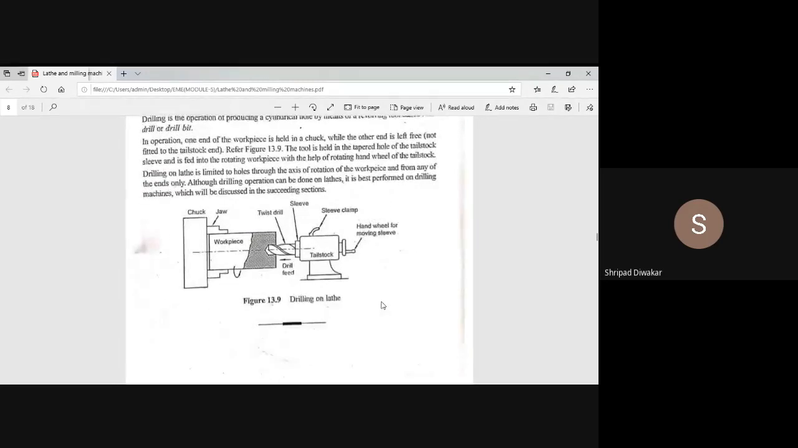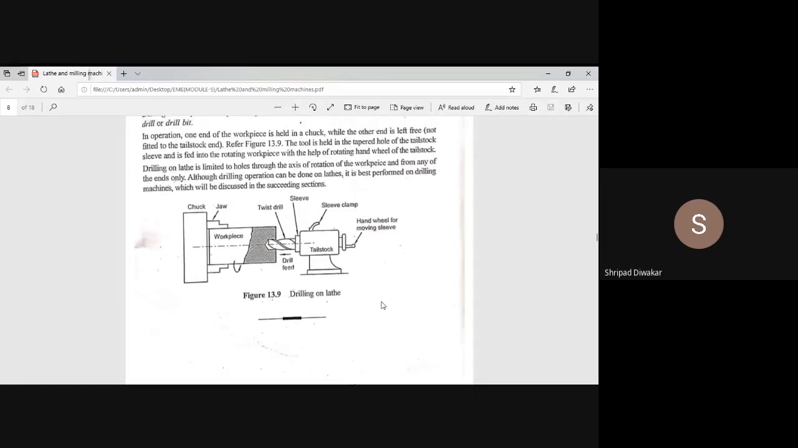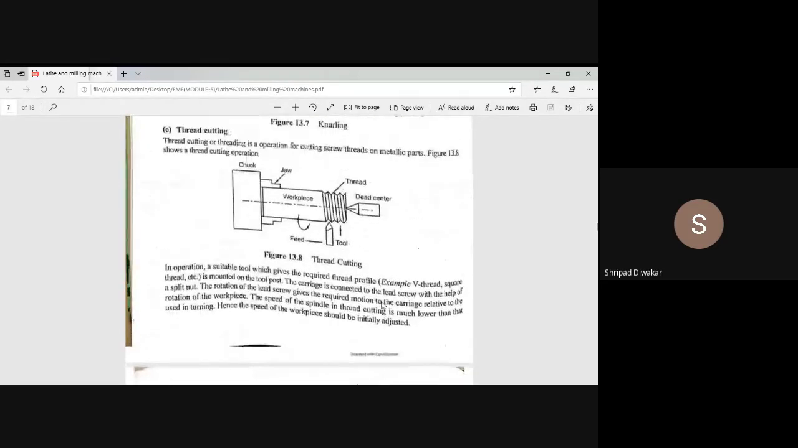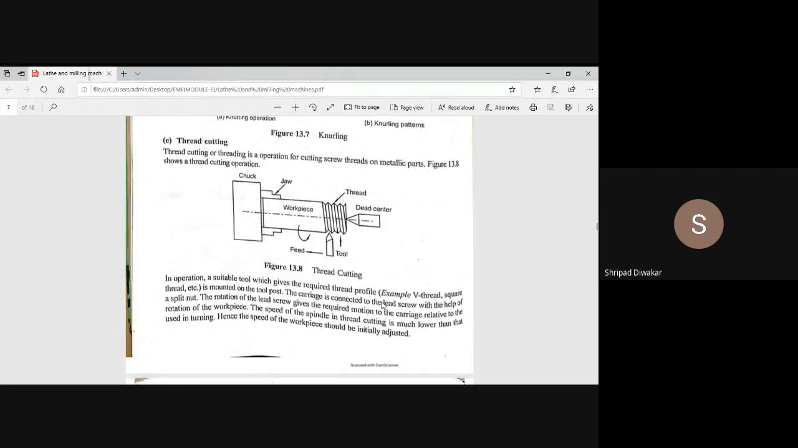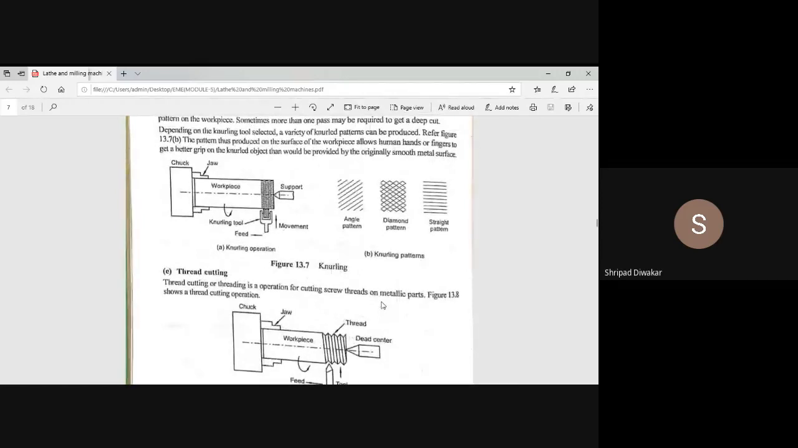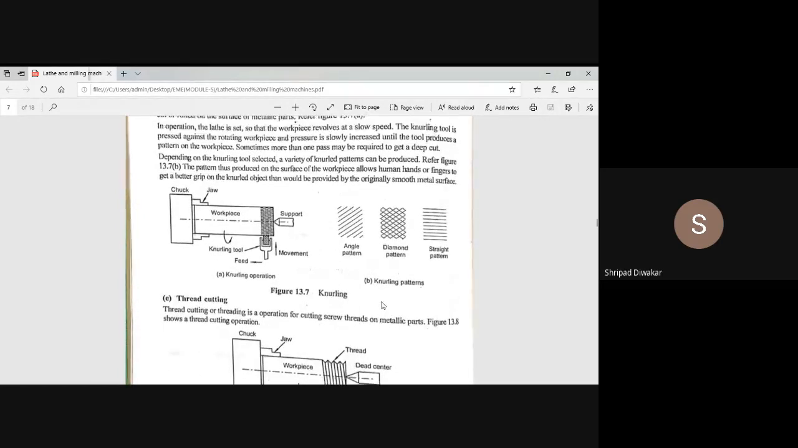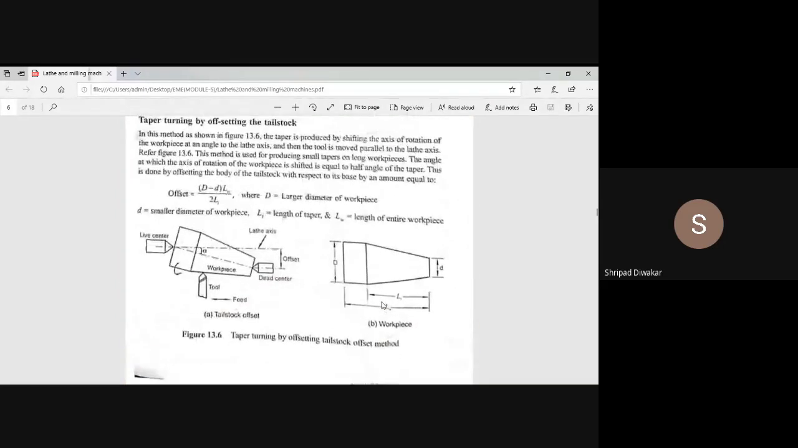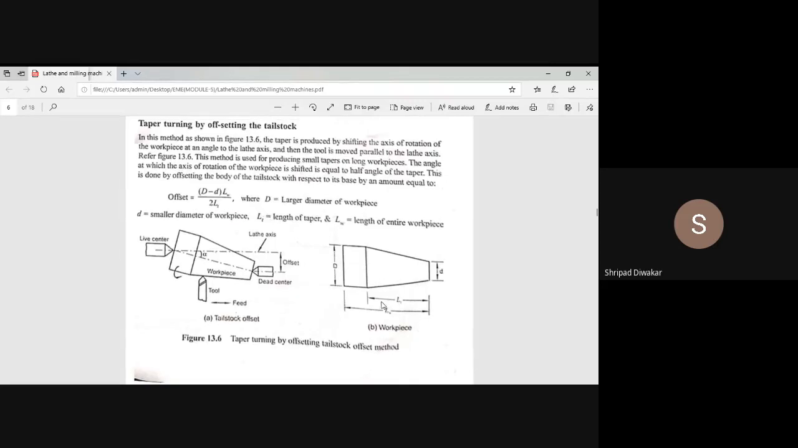Drilling means the generation of the cylindrical hole on the given workpiece. Second one is thread cutting, means generation of threaded structure on the given workpiece. Knurling means generation of the specified pattern on the given workpiece. Next, we are having the taper turning, means a generation of the conical surface on the given workpiece.